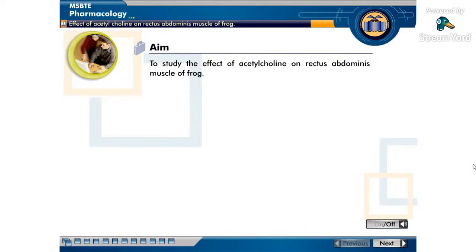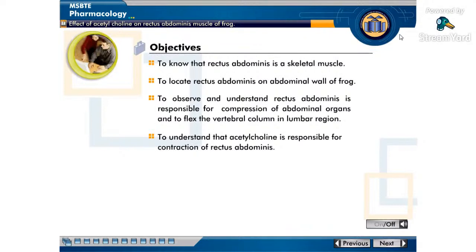The aim of this experiment is to study the effect of acetylcholine on the rectus abdominis muscle of frog. The objectives of this experiment are to know that rectus abdominis is a skeletal muscle, to locate rectus abdominis on the abdominal wall of frog, to observe and understand that rectus abdominis is responsible for compression of abdominal organs and to flex the vertebral column in the lumbar region, and to understand that acetylcholine is responsible for contraction of rectus abdominis.